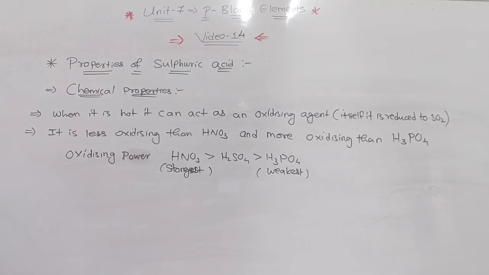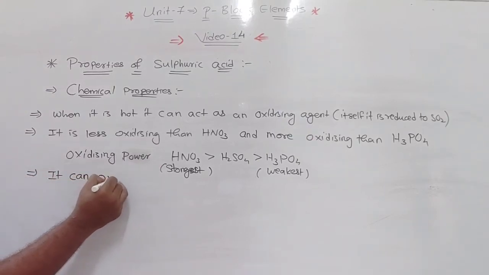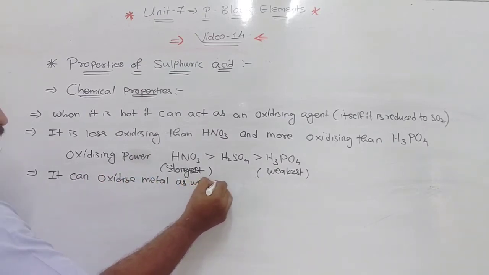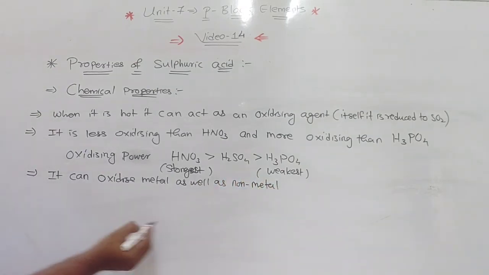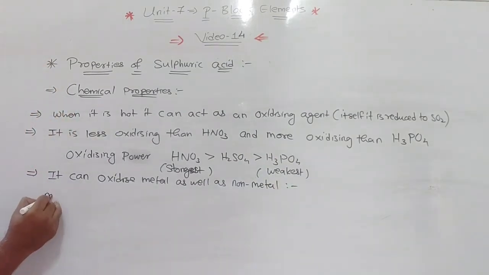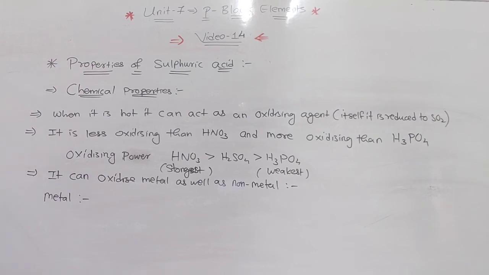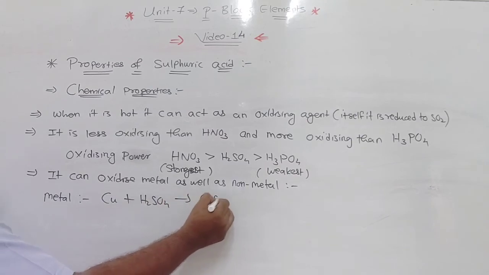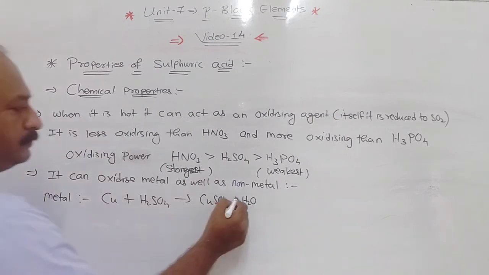Okay, so don't forget this part. Understood? Now it can oxidize metals as well as non-metals. Now for metal, when we write the reaction, the reaction is Cu plus H2SO4 gives you CuSO4 plus H2O plus SO2.